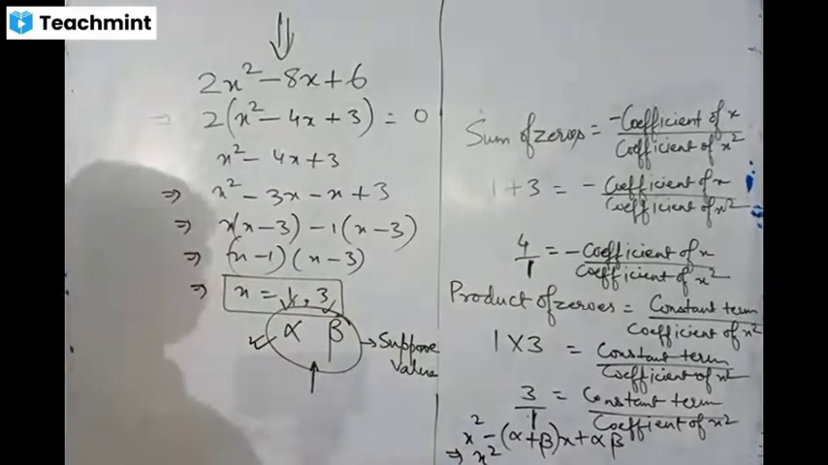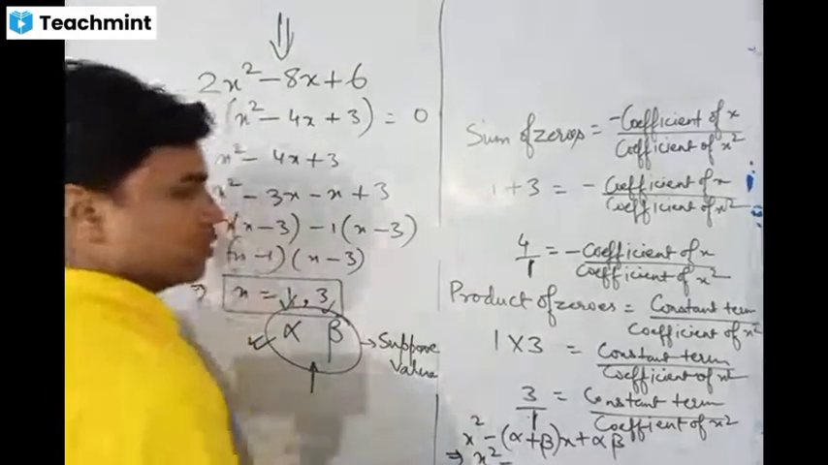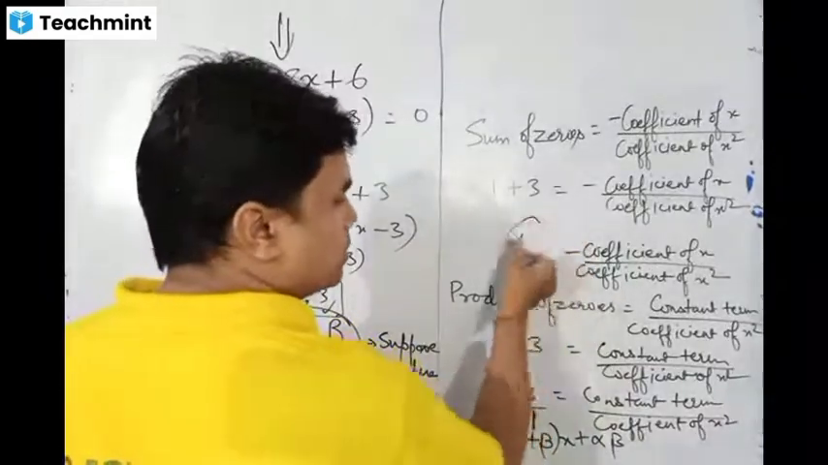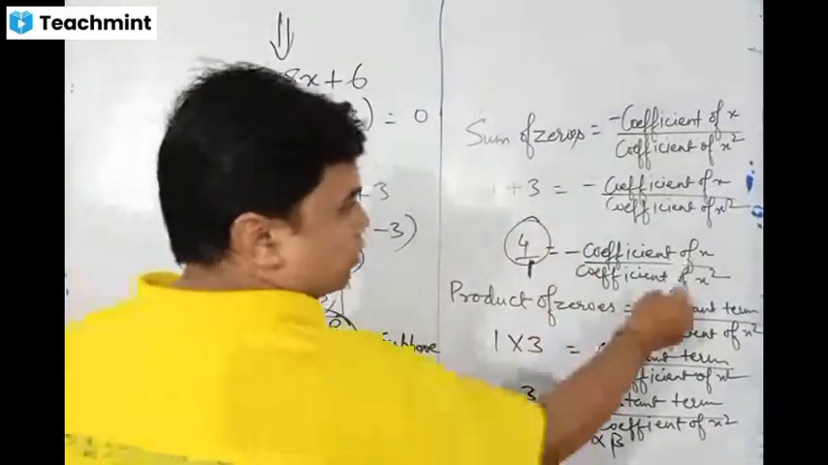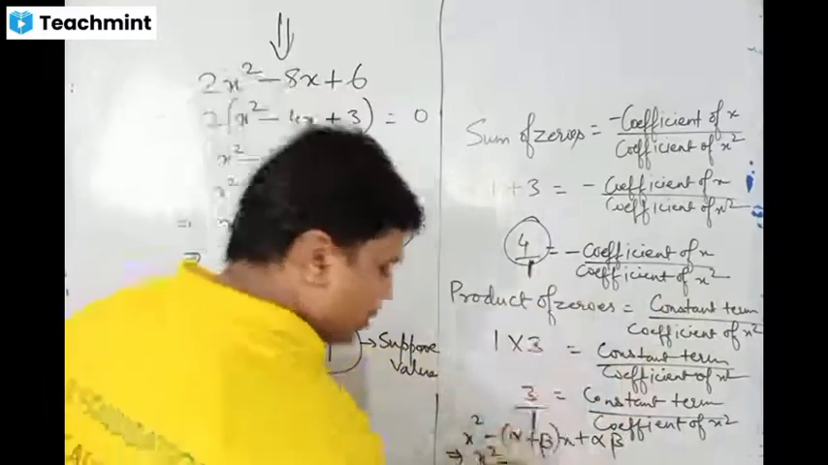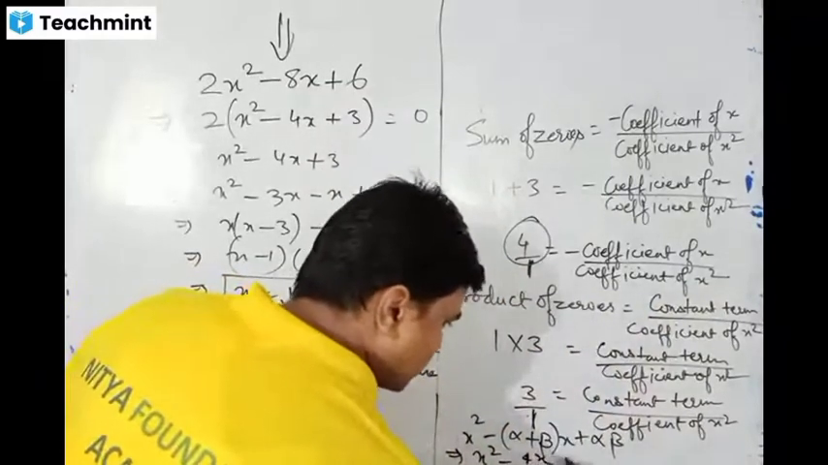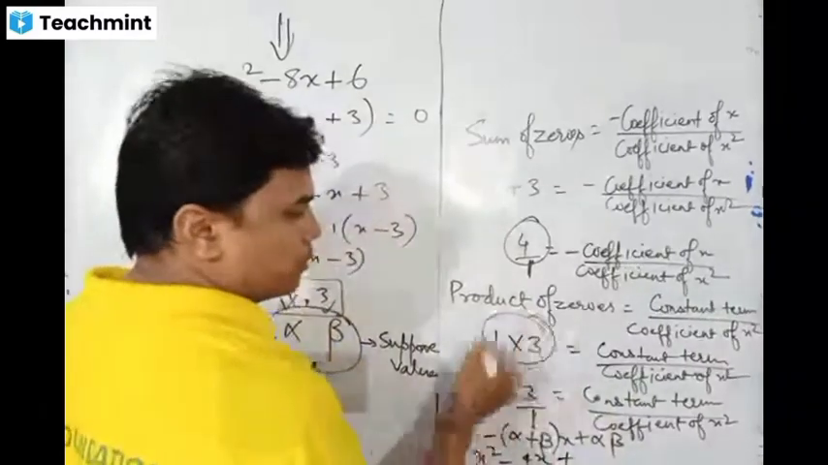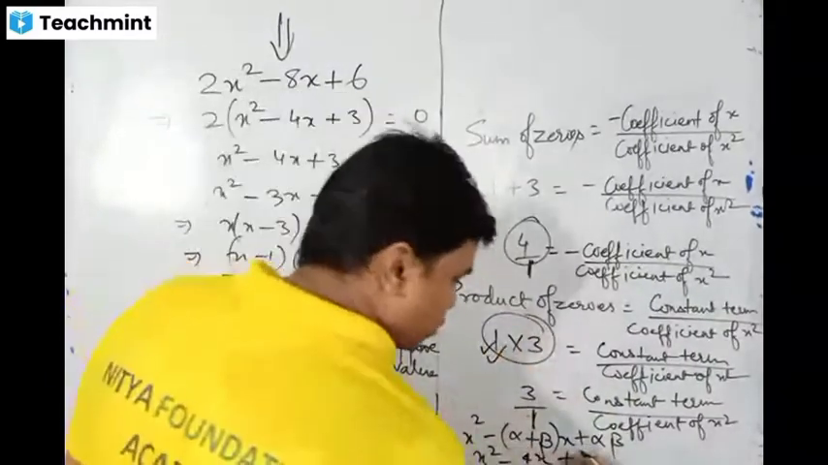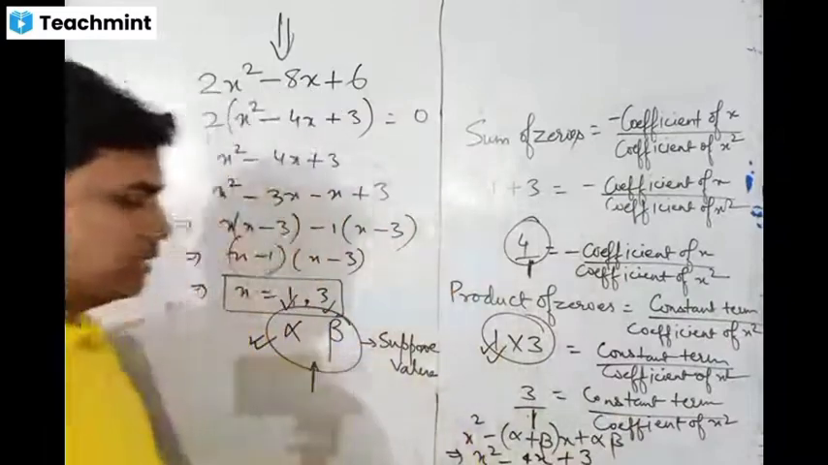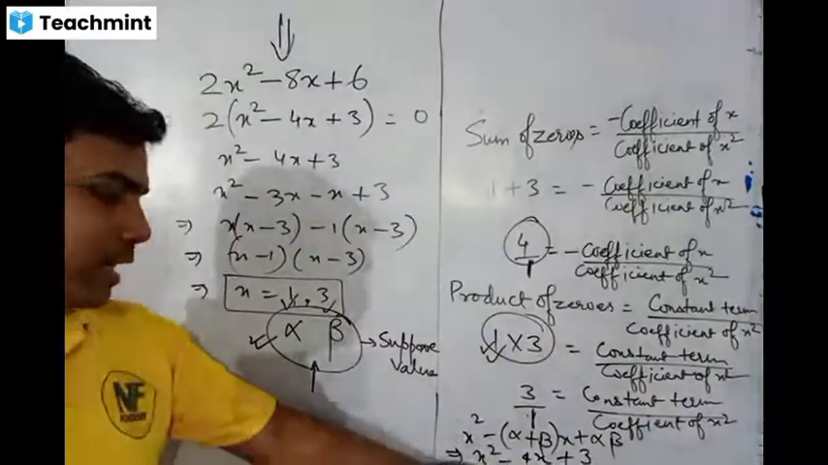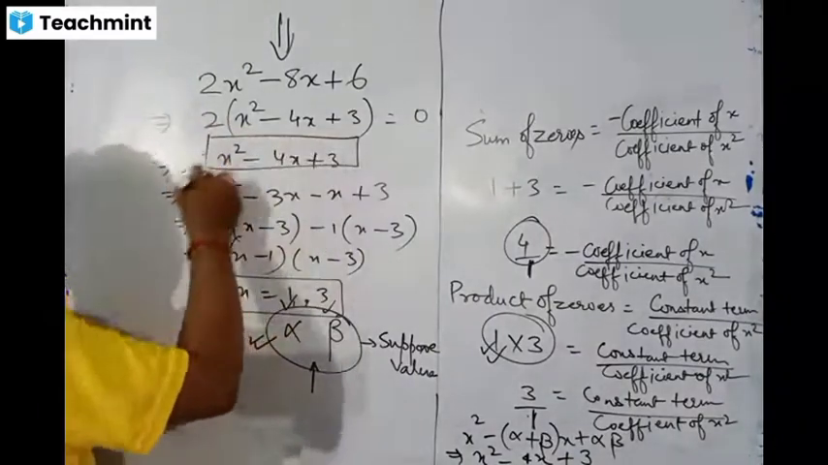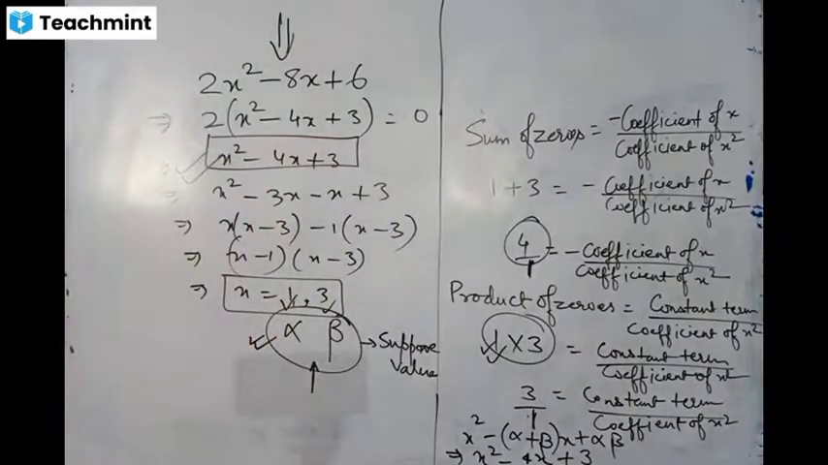Okay. Now minus, what is the sum of zeros? Alpha plus beta, so it is 4. So what is the coefficient of x? Only 4. So minus 4x plus alpha beta, the product of zeros. What is the product of zeros? That is 3. So you can write here 3. So you can see that the coming equation, that is x square minus 4x plus 3, is the same as our main equation.